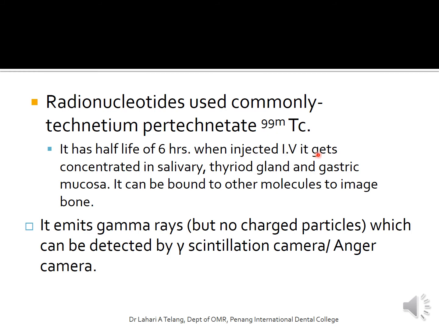So when injected IV, it gets concentrated in glands such as the salivary gland, thyroid, and gastric mucosa, and it can also be bound to other molecules to image the bone. What it does is emit gamma rays, but not charged particles, which can be detected by a gamma scintillation camera or an Anger camera.